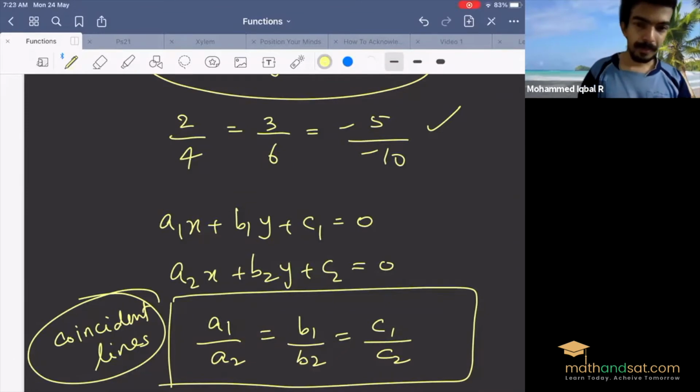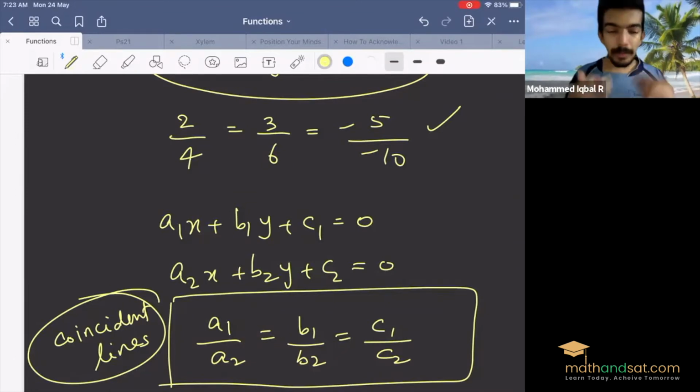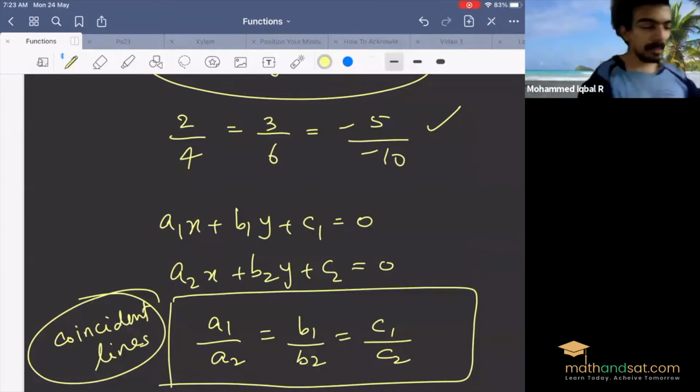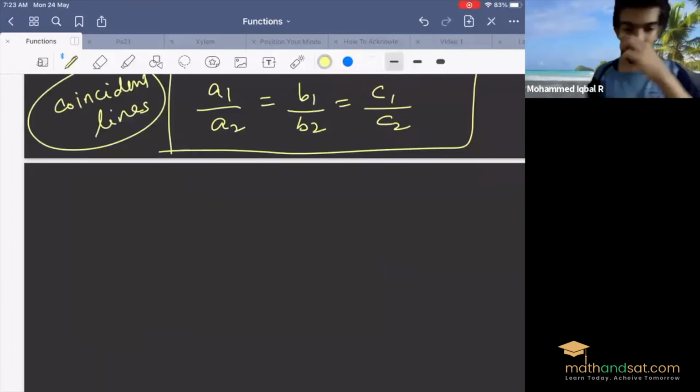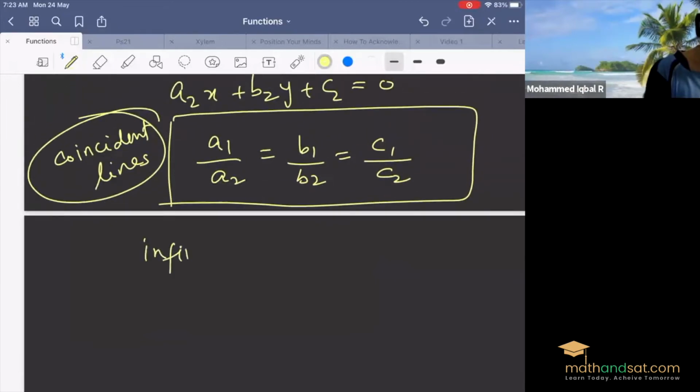Yep. Now in terms of solution, what do you think will be the common solution of this pair of linear equations? Since these two lines are completely coincident, one lies completely on the other line. Every point on the lines is a common solution, right? So we say that the pair of linear equations has infinitely many solutions.